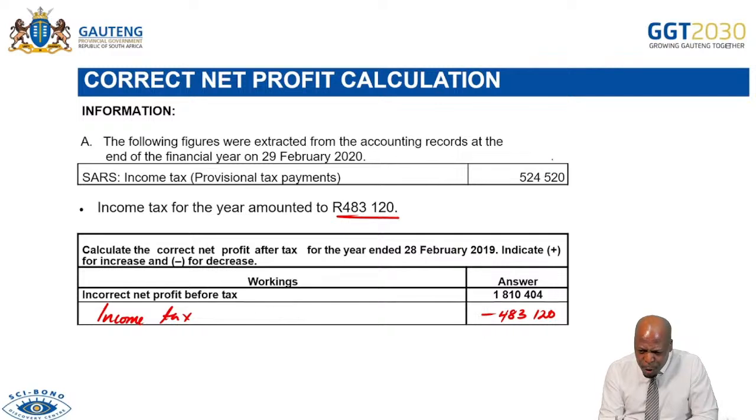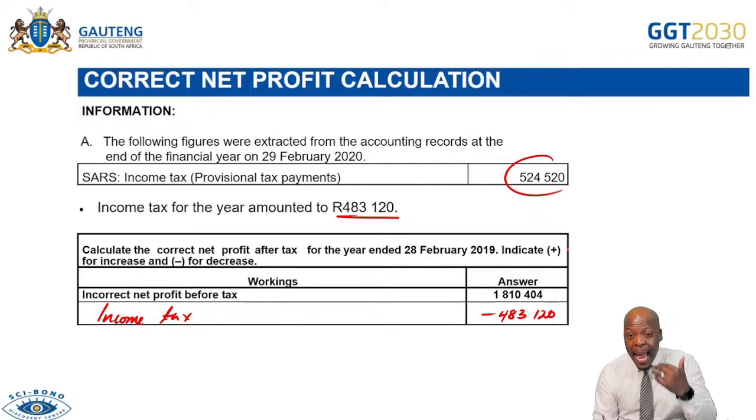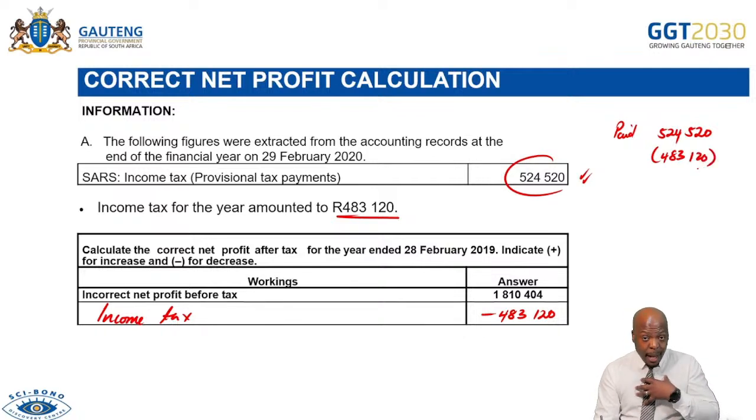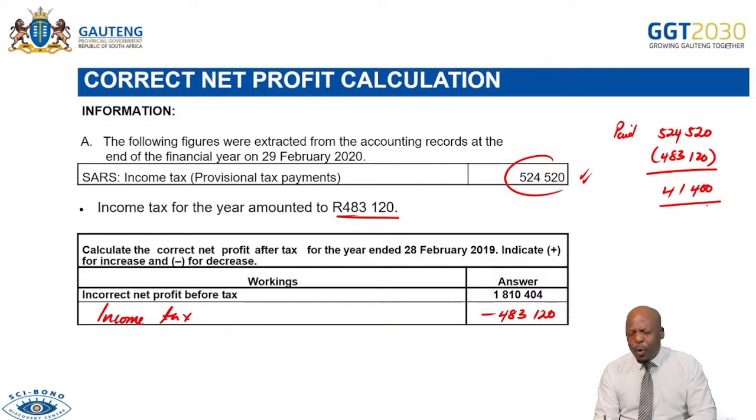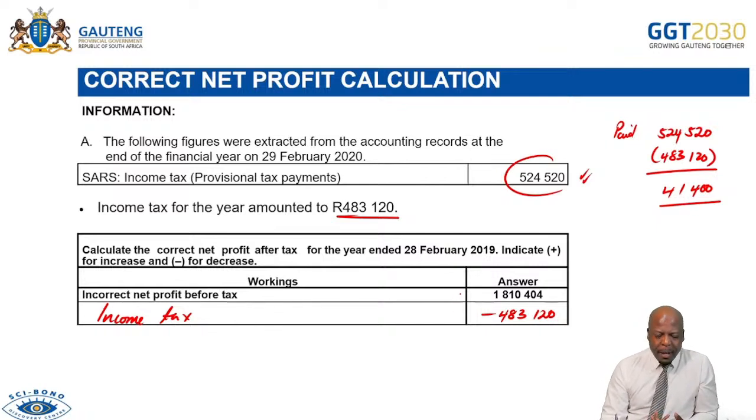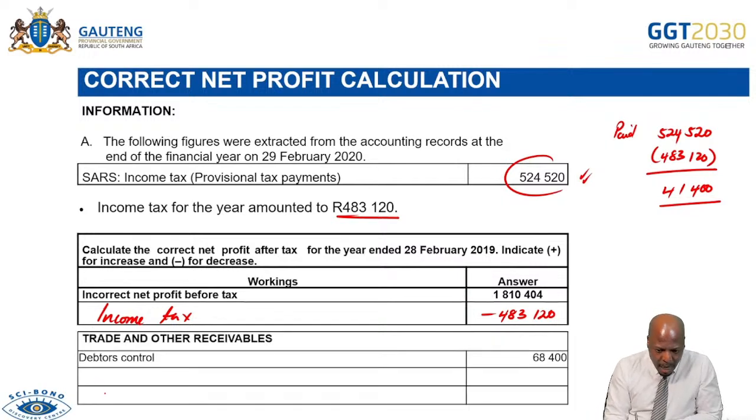But I have made provisional payments of 524,520. During the year, I made those two provisional payments, and the amount that I've already paid to SARS is 524,520. So if I've already paid my 524,520, yet I should have paid 483,120. That means I paid SARS more. How much more did I pay them? I paid them more by 41,400. So if we paid SARS more, SARS owes us. That is true. If SARS owes us, that becomes a receivable. So I'm going to come here under my trade and other receivables. Then I'm now going to say my SARS income tax.